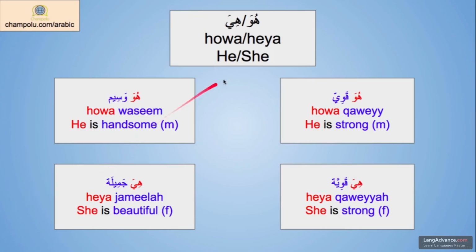And now when we're talking about third person singular, so for he or she, it's هو for he and هي for she. So we want to say he is strong, هو قوي. And for her, she is strong, هي قوية. I want to say he is handsome, هو وسيم. And I want to say she is beautiful, هي جميلة. She is beautiful.